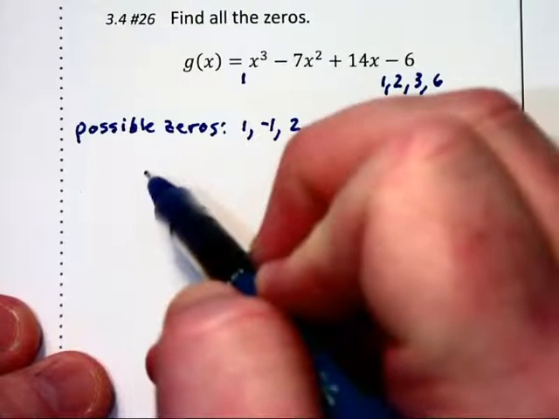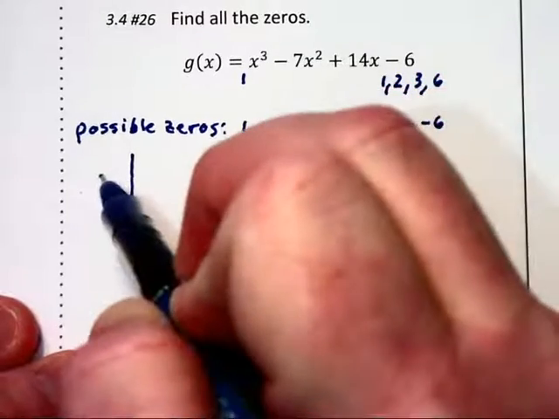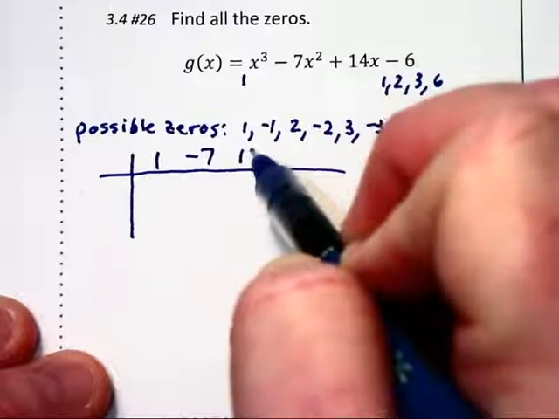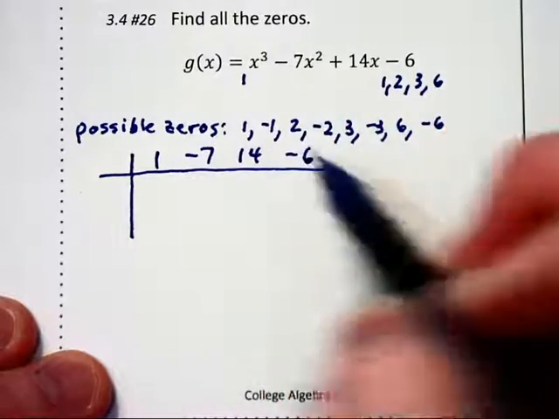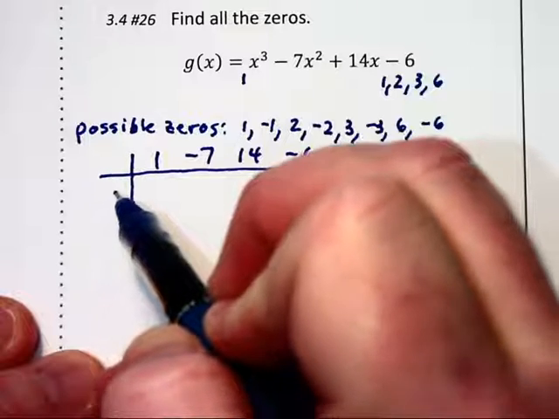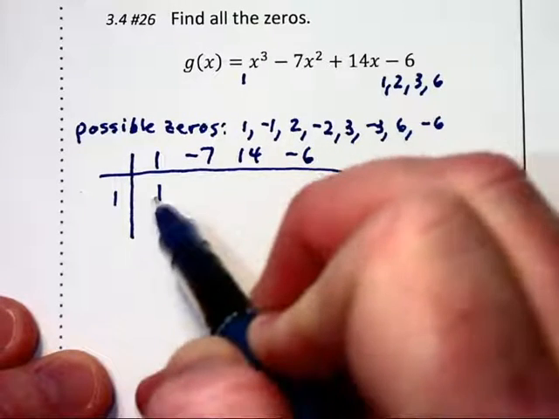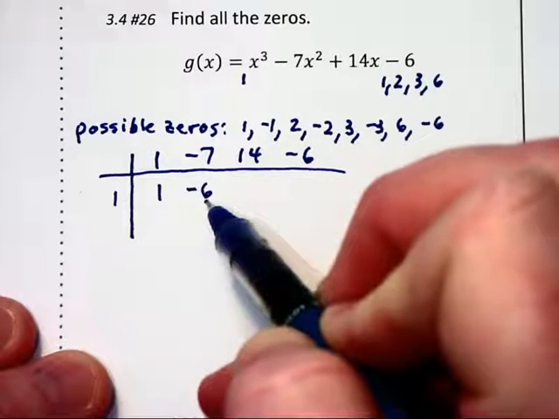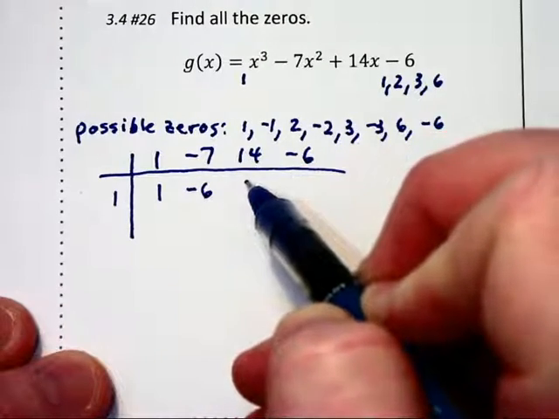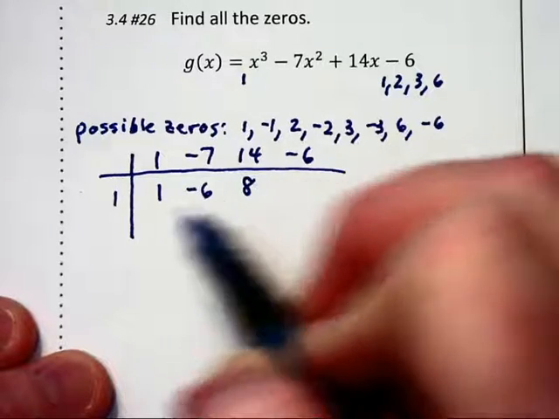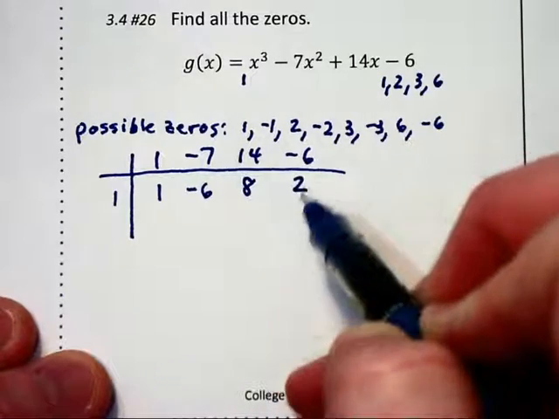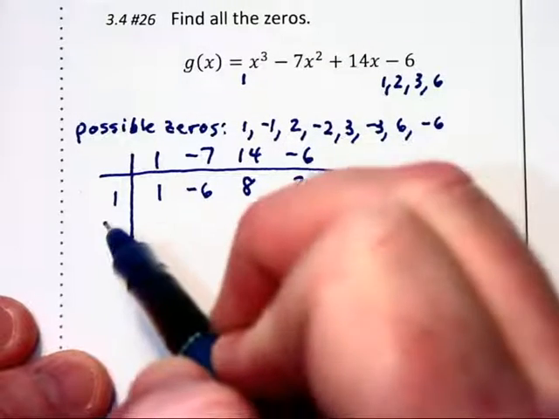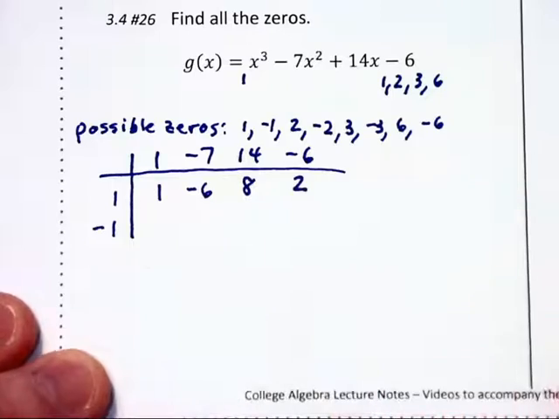So now it's time to do some synthetic division. I'm going to write my polynomial 1, negative 7, 14, and negative 6. And let's start by determining whether 1 works. Bring 1 down. 1 times 1 is 1, minus the 7 at the top gives us negative 6. 1 times negative 6 is negative 6, plus that 14 gives us 8. 1 times 8 is 8, minus that 6 is 2. We wanted remainders of zeros to tell us if we had a zero. 1 is clearly not. So now we try negative 1.